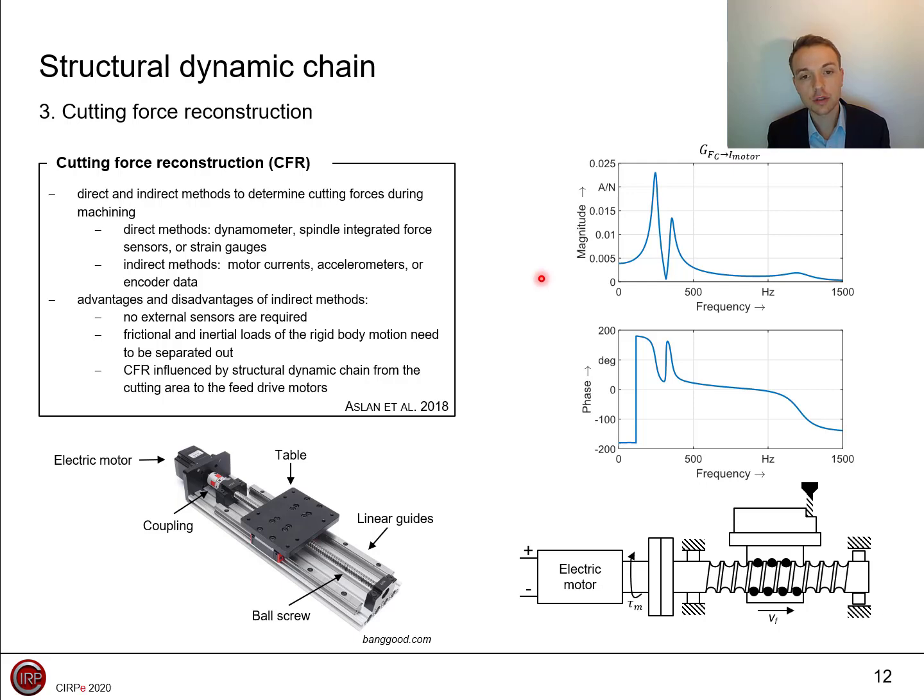Since sensors close to the machining area are exposed to the harsh process environment with lubricants and metal chips, they tend to fail frequently, resulting in additional costs for maintenance and commissioning. However, the measured motor currents also contain frictional components and inertial loads of the rigid body motion, which need to be first separated out of the acquired current measurements.